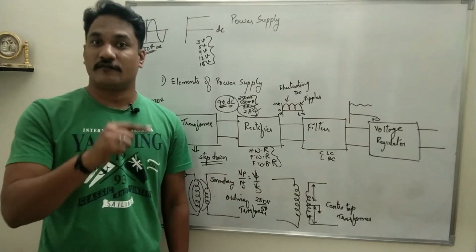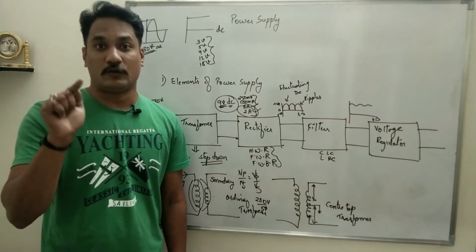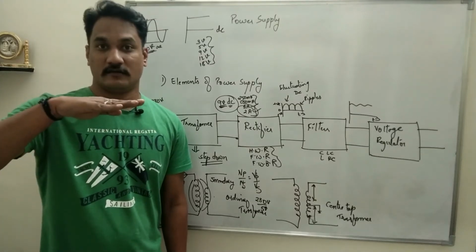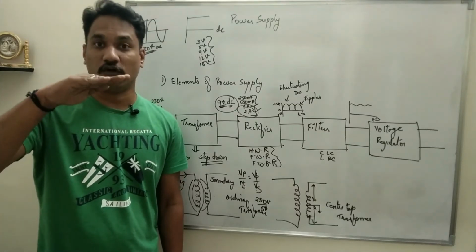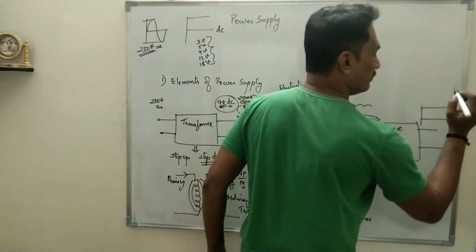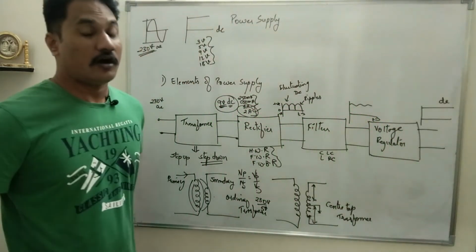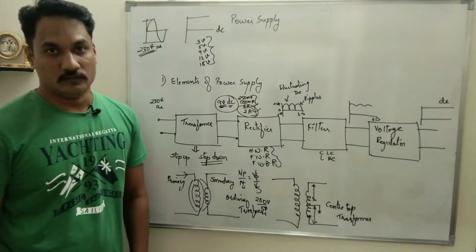In case of a power supply, we say voltage regulator. That means it keeps the output voltage constant. Understood? It keeps the output voltage constant. So what we are going to get at the output will be a straight line, which is nothing but a pure DC of the required value.